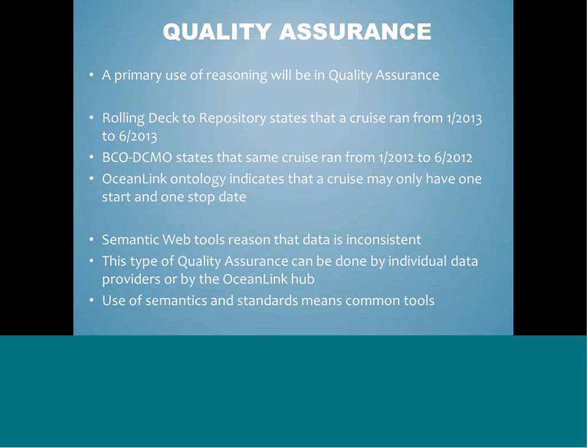So I have a simple example here. We have two repositories which talk about the same cruise, but they have different start and stop dates for it, while the ontology indicates that a cruise can only have one start date and one stop date. And so using semantic web tools, we can infer that this is inconsistent. We can alert the data providers to this. And so we can do a bit of automated quality assurance.